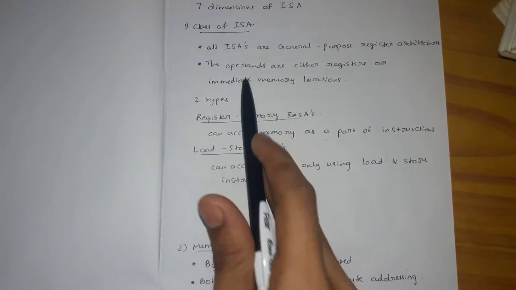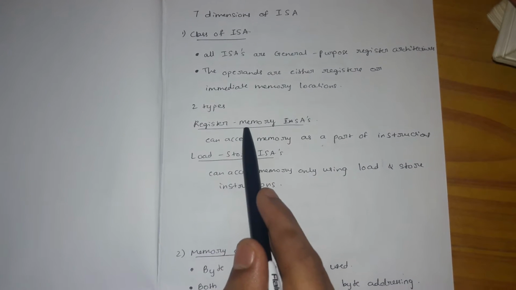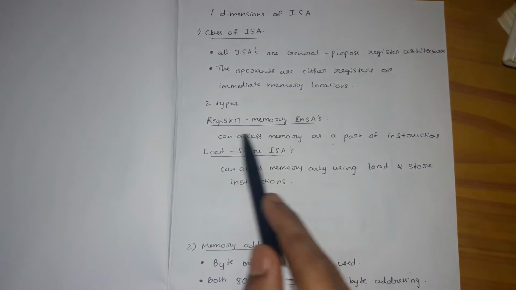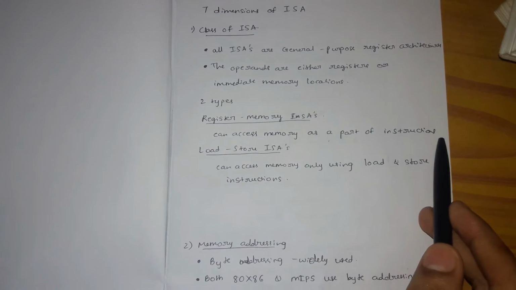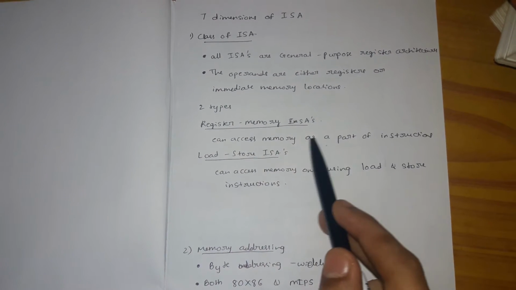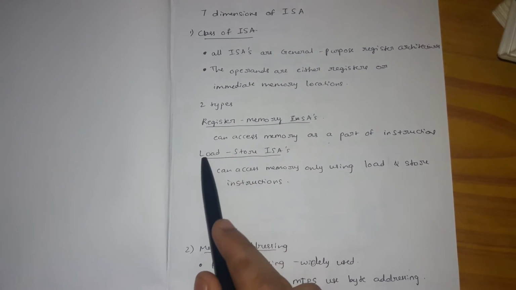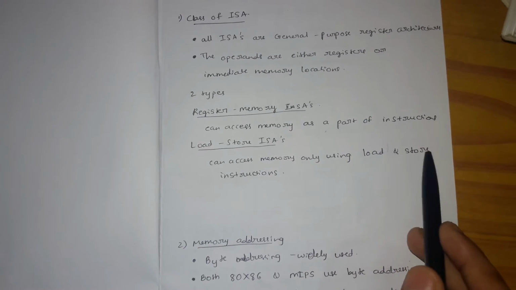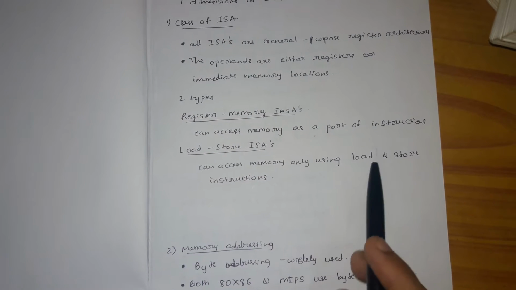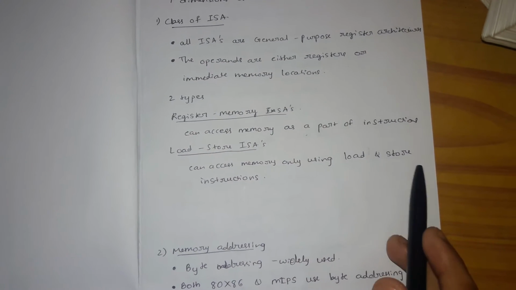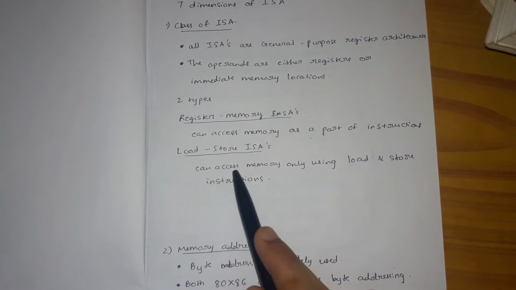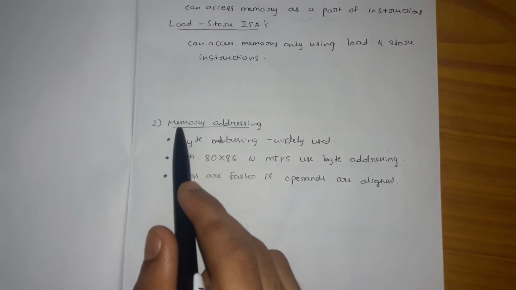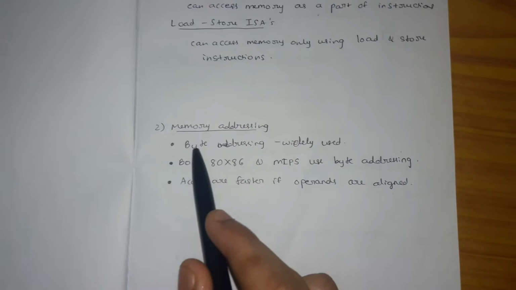There are 2 types of classes of ISA. The first is register to memory ISAs. These register to memory ISAs can access memory as a part of instructions directly without using any other functions. Second one is load and store ISA. It can access memory only using load and store instructions. We cannot use memory as a part of other instructions, and we can only access the memory using load and store instructions. This one.